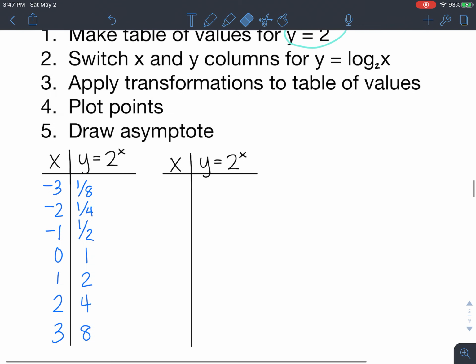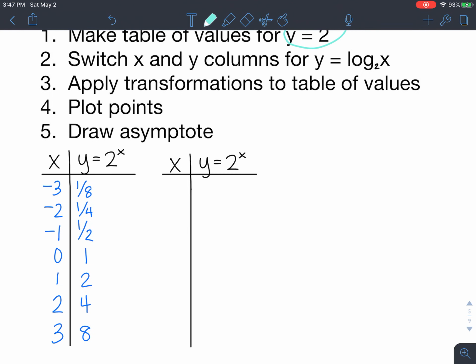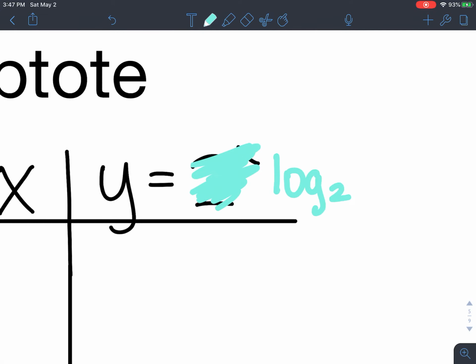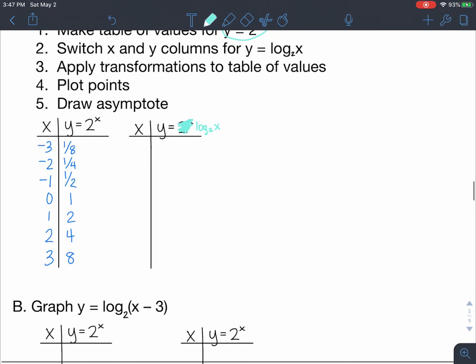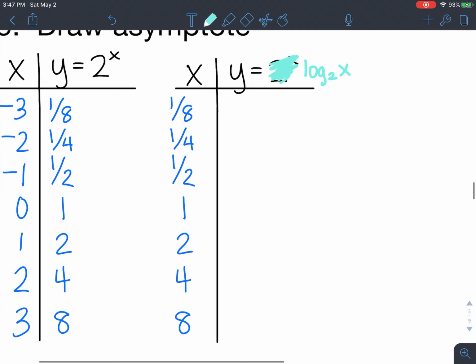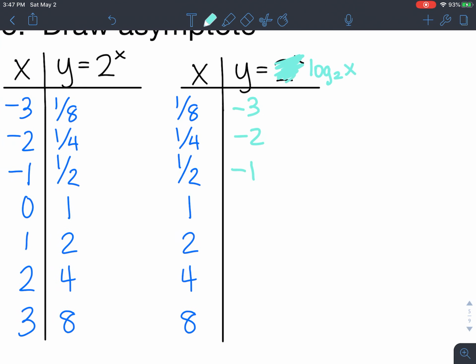And then, oh, I copied this wrong. I'm sorry. This is not true. This should be log base 2 of x. So that's when we switch our x and y values. Okay. So we'll do this. So we'll copy this. Oh, it can't? Oh, no, it can't. Okay, that's fine. It doesn't matter. So that's going to be -3, -2, -1, 0, 1, 2, 3.